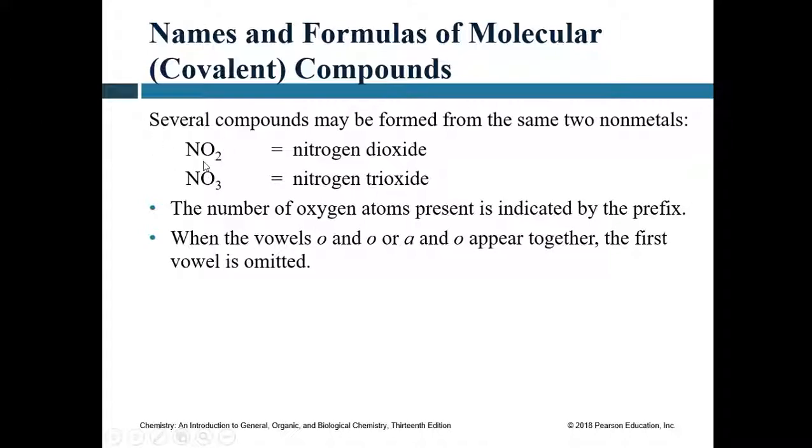And you may go, hold on, back in the last section, you said that NO2 was the nitrite ion. No. NO2 with a -1 charge is the nitrite ion. NO3 with a -1 charge is the nitrate ion. These are not ions. This is the whole compound, NO2. The first one's a non-metal, which means we have a different set of rules. We're going to name it nitrogen dioxide, nitrogen trioxide.